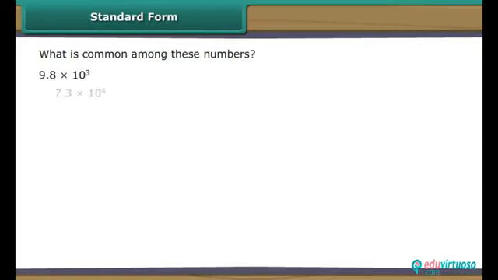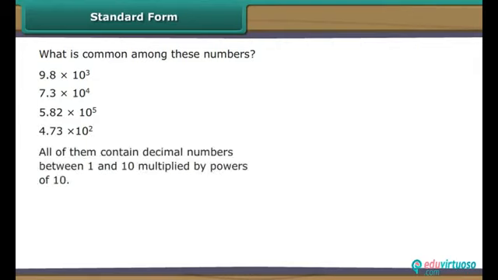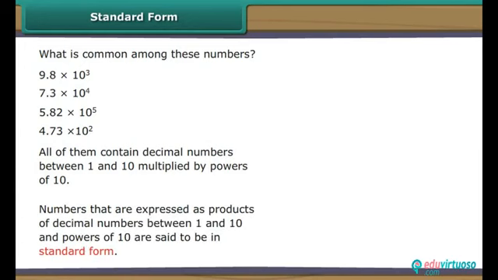Standard form. What is common among these numbers? 9.8 into 10 raised to the power 3, 7.3 into 10 raised to the power 4, 5.82 into 10 raised to the power 5, 4.73 into 10 raised to the power 2. All of them contain decimal numbers between 1 and 10 multiplied by powers of 10. Numbers that are expressed as products of decimal numbers between 1 and 10 and powers of 10 are said to be in standard form.